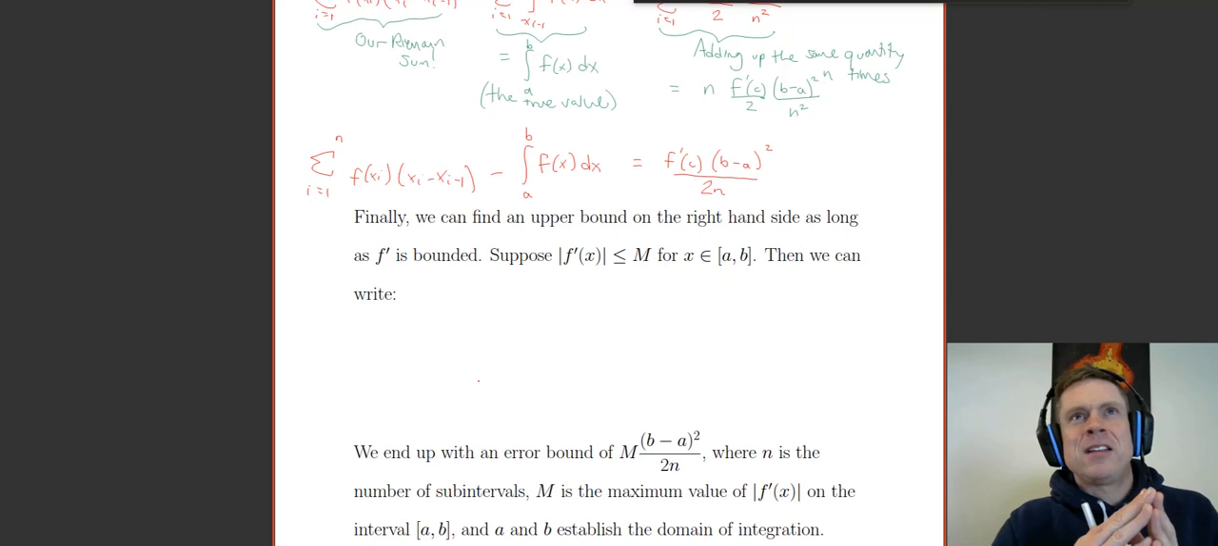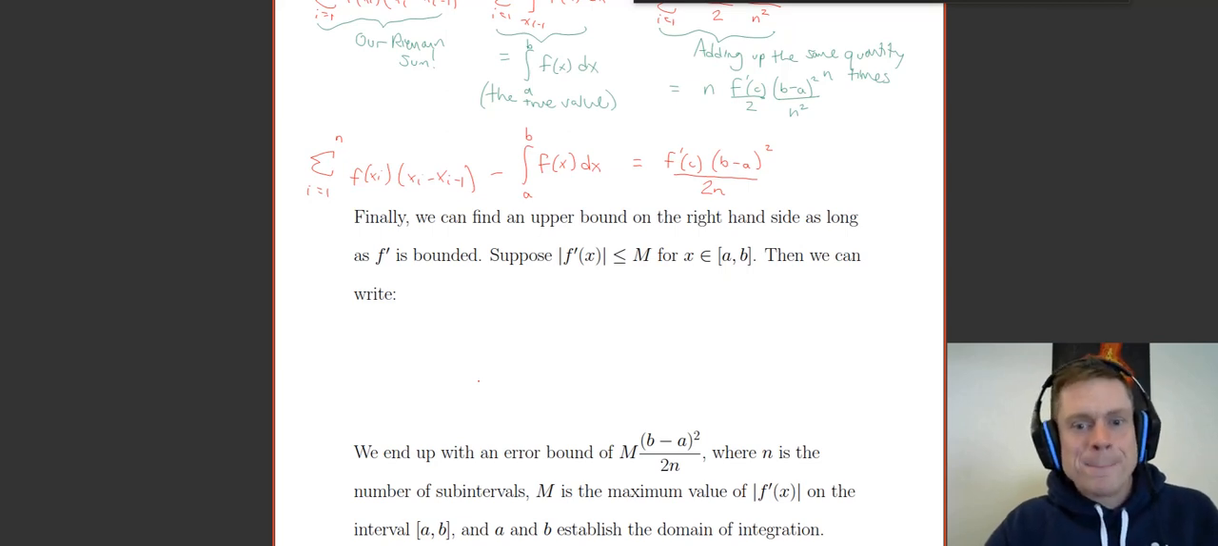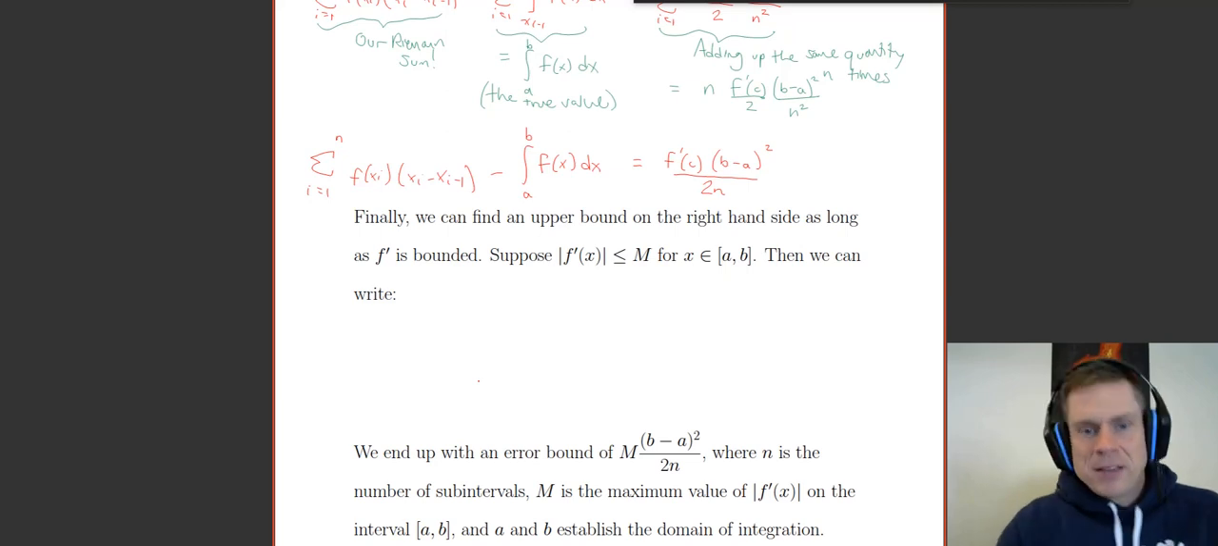Okay, that means the slope is never beyond a certain amount. So that rules out the possibility of asymptotes or anything like that happening. So I'm going to make this assumption that f prime is less than or equal to some m. It's an upper bound on the slope, and that lets me replace the right-hand side.